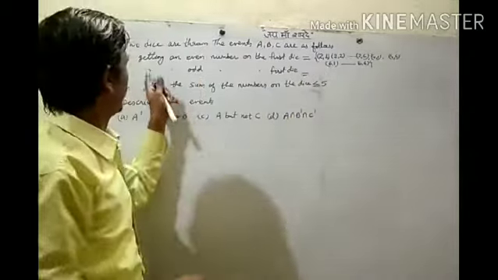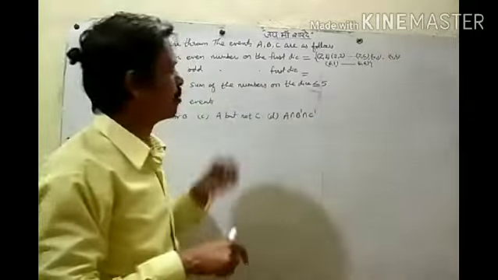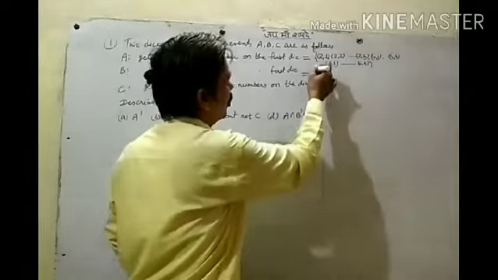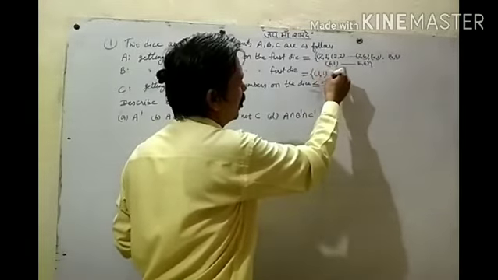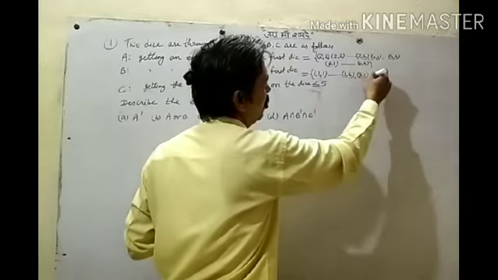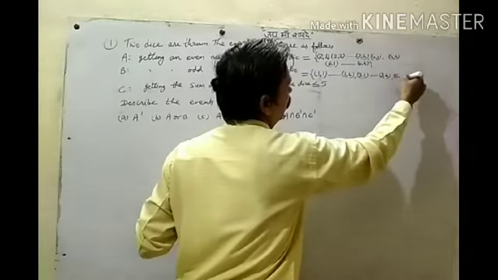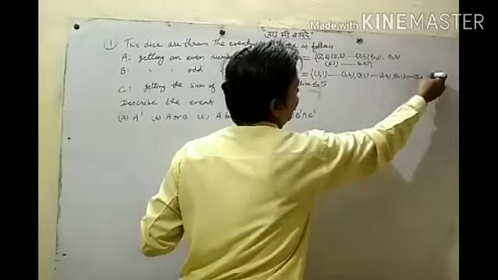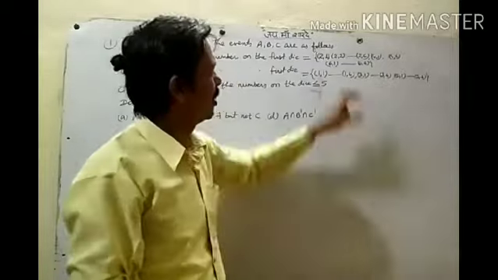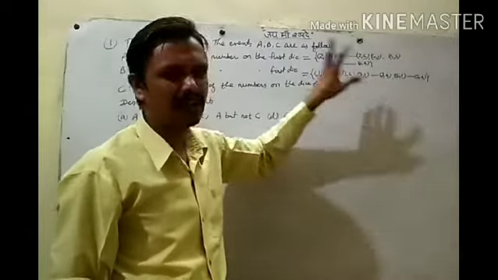Now event B, getting an odd number on the first die. The first die should show an odd number. We don't bother about the second. The first should be odd. So 1,1 to 1,6. Then 3,1, 3,2 to 3,6. Then 5,1, 5,2 to 5,6. Okay? These elements will be there. So this event has this many sample points: 2,1 to 2,6, 4,1 to 4,6, 6,1 to 6,6. 18 elements here, 18 elements here.